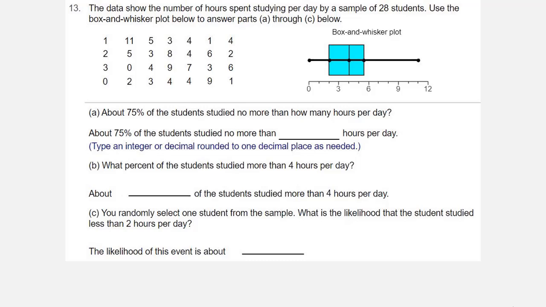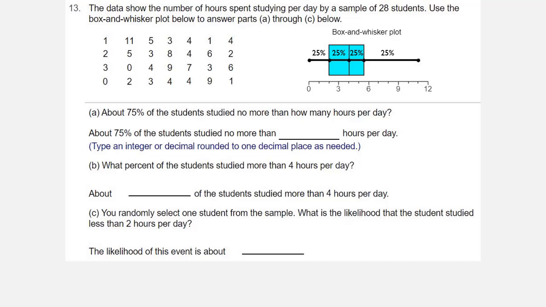So, when we look at a box and whisker plot, the three numbers that make up the box are the quartile values. And remember, what quartiles do is they break the data set into chunks of equal size, where there's the same number of data entries in each section. And that's about 25% of the data. So on the box and whisker plot, I've added in those 25% values so that we can answer these questions.